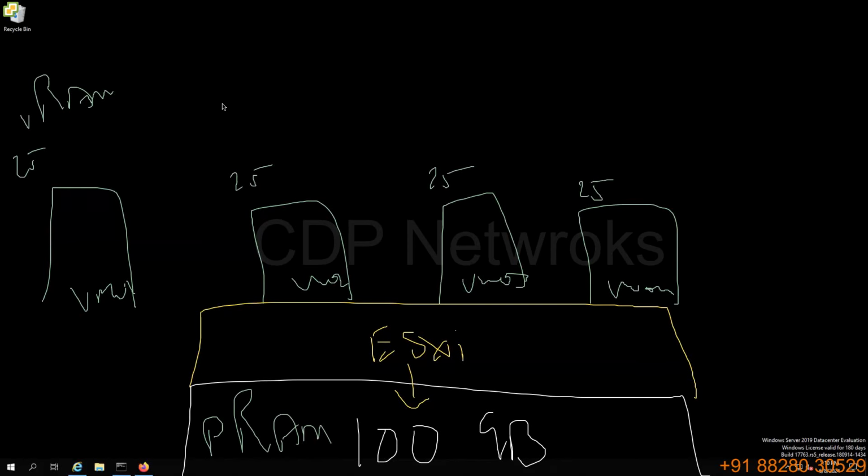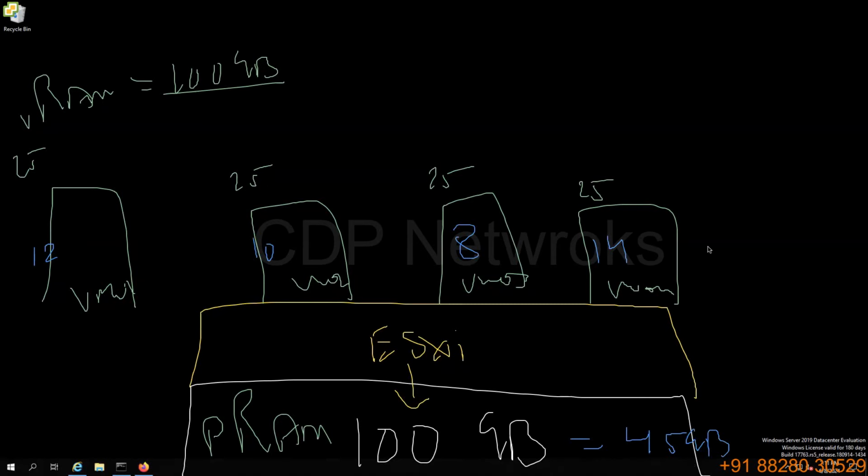Now, I have already provisioned 100 GB of virtual RAM. I had 100 GB of physical RAM, and I have provisioned 100 GB of virtual RAM to all my virtual machines. But my machines are only utilizing half the amount of RAM. Let's say this is utilizing 12 GB, this is utilizing 10 GB, this is utilizing 8 GB, and this is utilizing 14 GB. Overall, in a hypothetical scenario, out of 100 GB, I am only utilizing 45 GB of RAM. Now, what will you do with the remaining 55 GB of RAM?